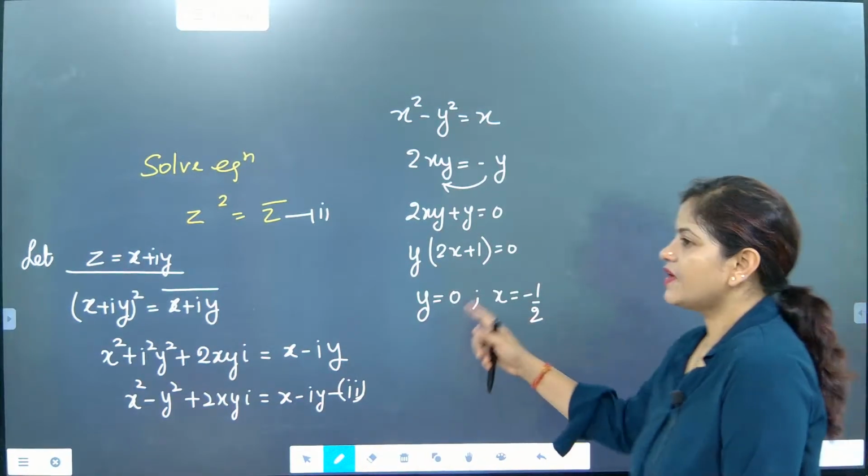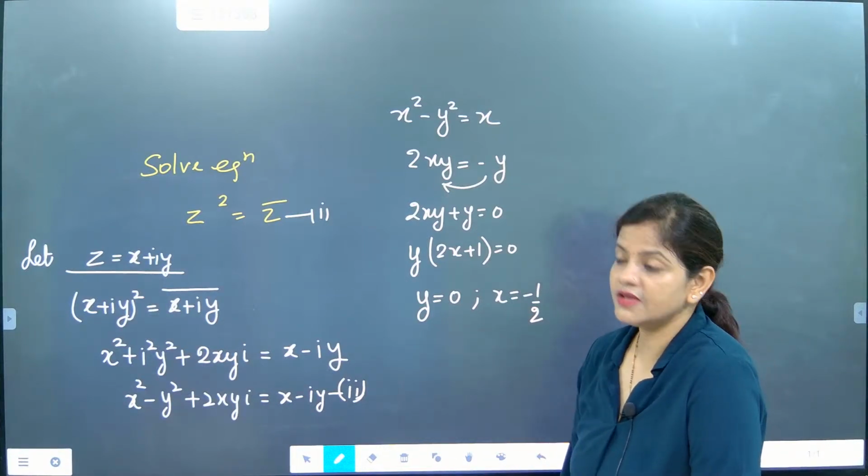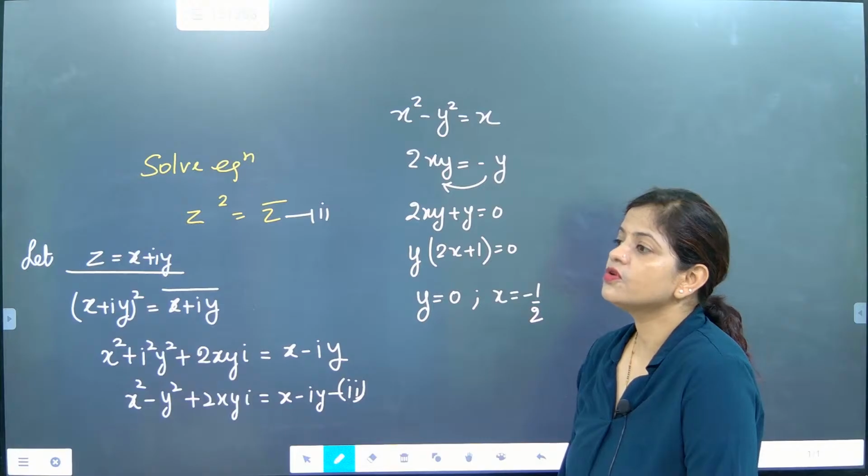So y is equal to 0. I'm going for online. Say what happened? You call message him.